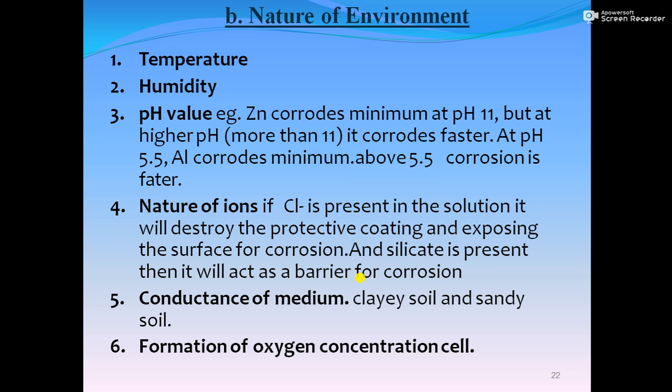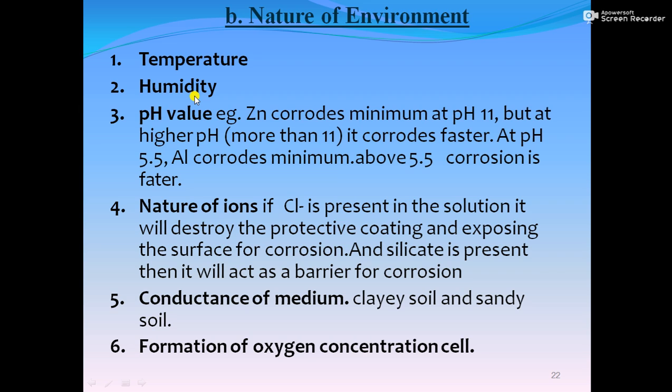Now the second factor is the nature of the environment. The first factor is temperature. The rate of chemical reaction and the rate of diffusion increase with temperature, as corrosion involves several chemical reactions. Hence, in general, if the temperature increases, the chemical reaction increases and the corrosion increases. Thus corrosion increases with the rise in environmental temperature.